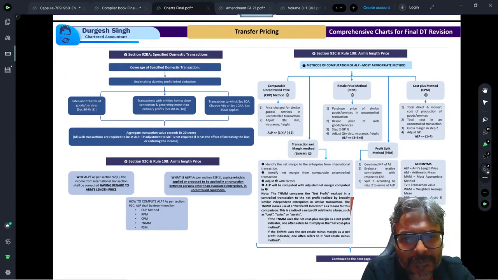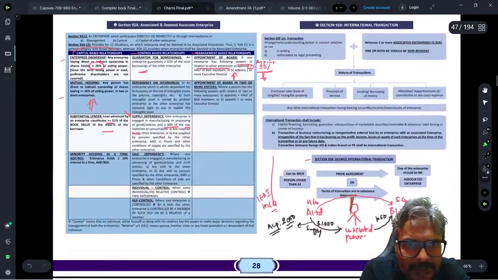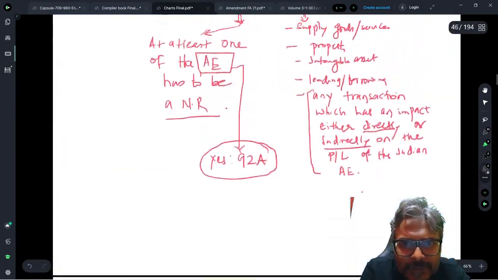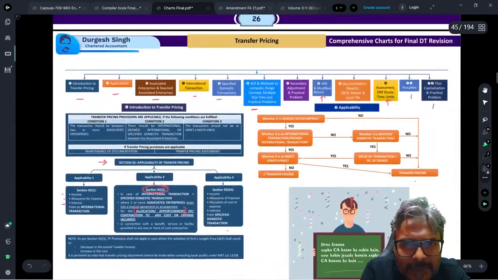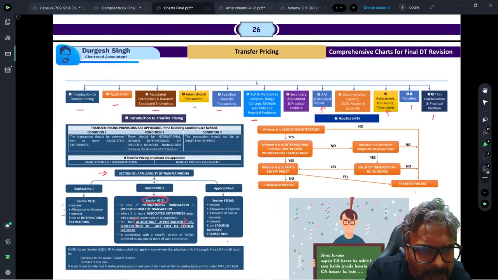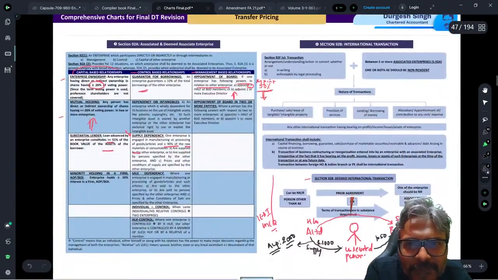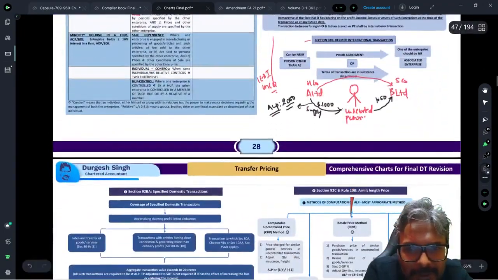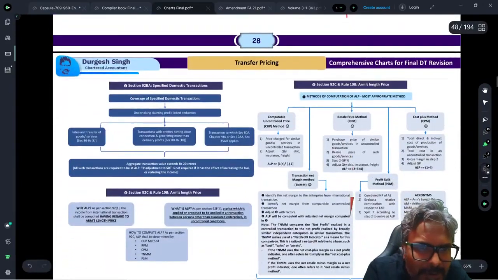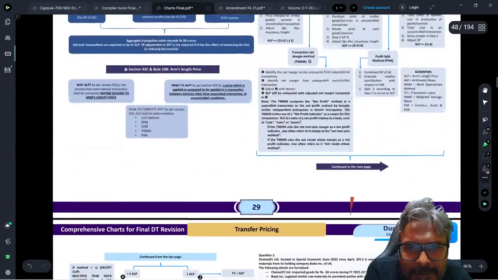Now, students, let's go to the methods: how to determine the arm's length price by virtue of various methods. But before I go to the various methods, I am just in search of something. I am searching something, students. Can you identify what exactly the search is all about?